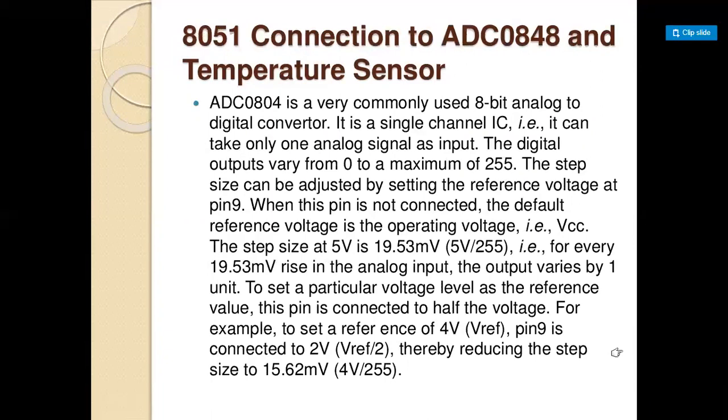The step size can be adjusted by setting the reference voltage at pin number 9. When this pin is not connected, the default reference voltage is the operating voltage, that is VCC. The step size is 5 volt over 256, that is 19.53 millivolts. For every 19.53 millivolt rise in the analog input, the output varies by 1 unit. To set a particular voltage level as a reference value, this pin is connected to half of the voltage. For example, to set the reference voltage to 4 volt, pin number 9 is connected to 2 volt, that is Vref by 2, reducing the step size to 15.62 millivolts, that is 4 volt upon 255.